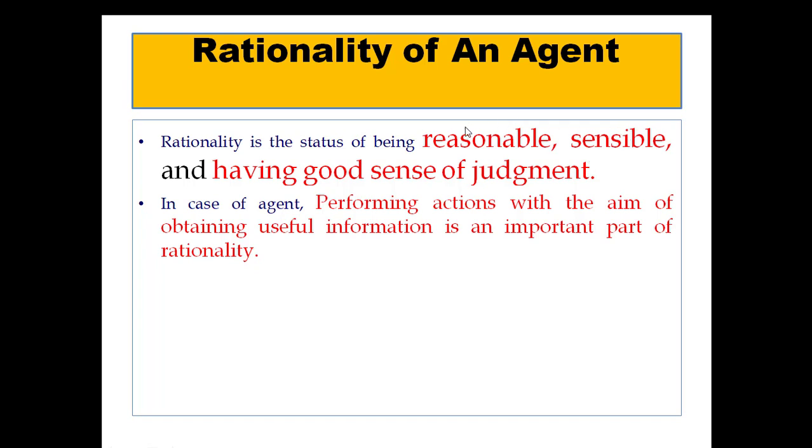Clear? So these three combinations, if an agent has, that agent will be known as a rational agent. Okay, so in case of agent, this rationality term will be defined as performing actions with the aim of obtaining useful information is the part of rationality. Clear? Performing actions with the aim of obtaining useful information is an important part of rationality. So rationality is a very important word with respect to agent, and by this we mean that agent is very good at performing the tasks with respect to gathering the useful information, and with respect to working reasonably, sensibly, and also with a good sense of judgment.